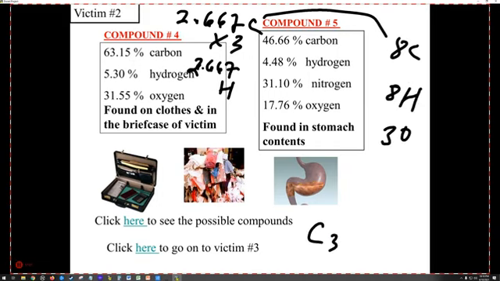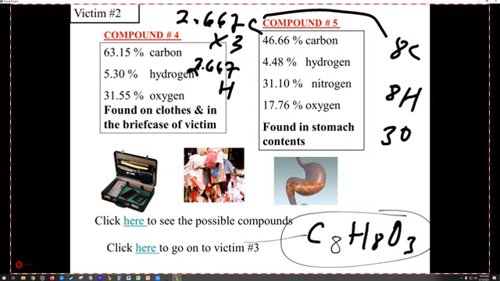So your compound is C8H8O3. There's that formula for compound 4. All right, let's check out compound 5.